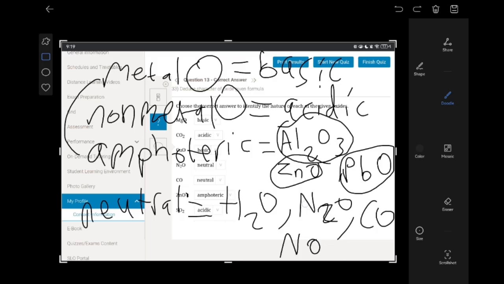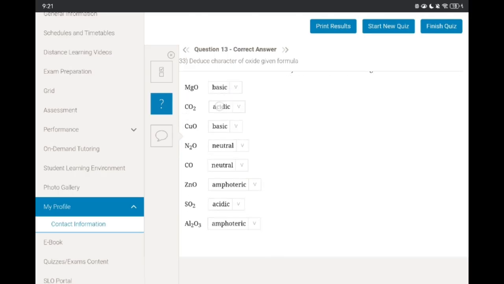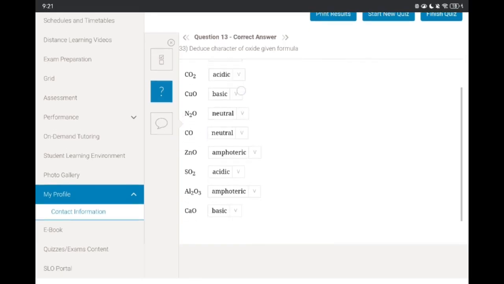Here, yellow. So this is a metal, so it's basic. This is a non-metal, so it's acidic. Metal, basic. Non-metal, but it's one of the exceptions, so it's neutral. Non-metal, but also one of the exceptions, so it's neutral. Metal, but one of the exceptions, so it's amphoteric. Non-metal, acidic. Metal, it's an exception, amphoteric. Metal, not an exception, basic.